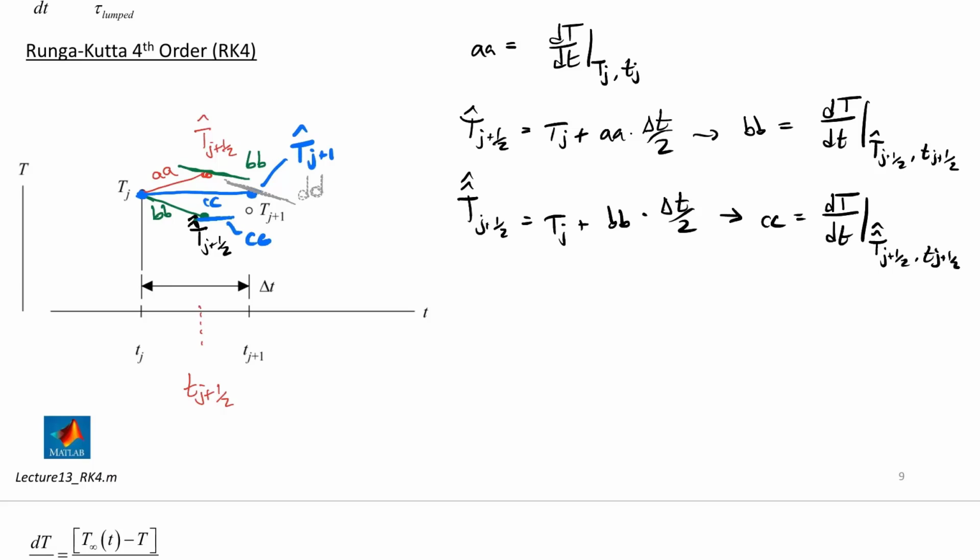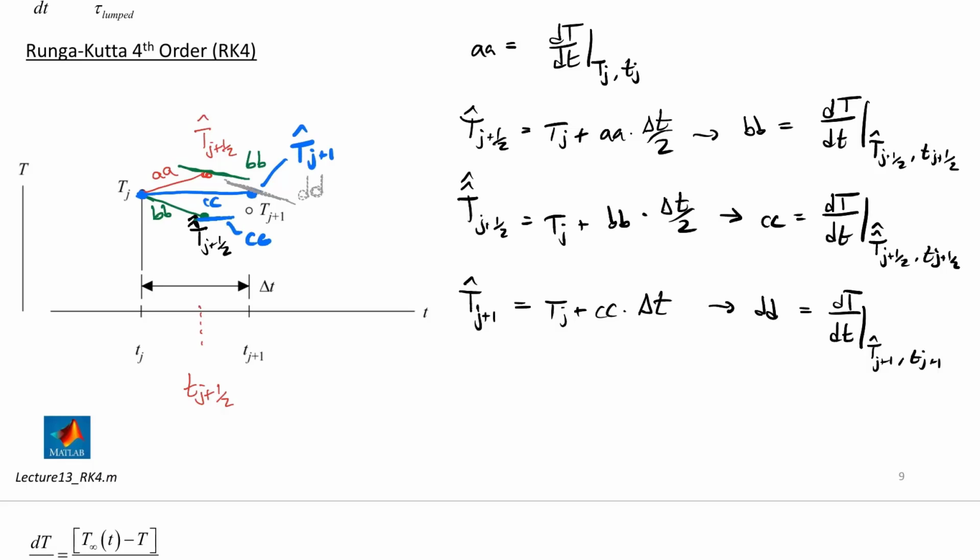Tj plus 1/2. Okay, and then the last thing was we went back and predicted T hat at J plus 1, the full step: Tj plus Cc times delta T. Right, and note it's delta T over 2 for the half steps and the full delta T for this full step. Okay, and then from that last step, we said our slope at that prediction was dT/dt, evaluated at T hat J plus 1, time J plus 1.